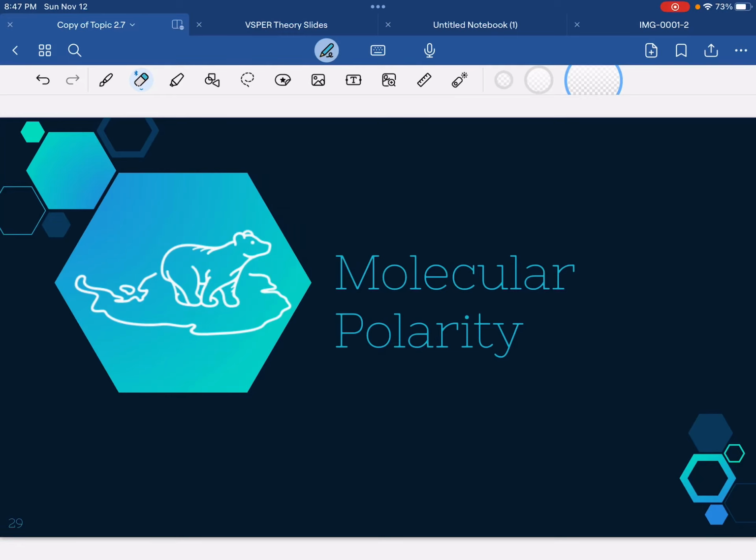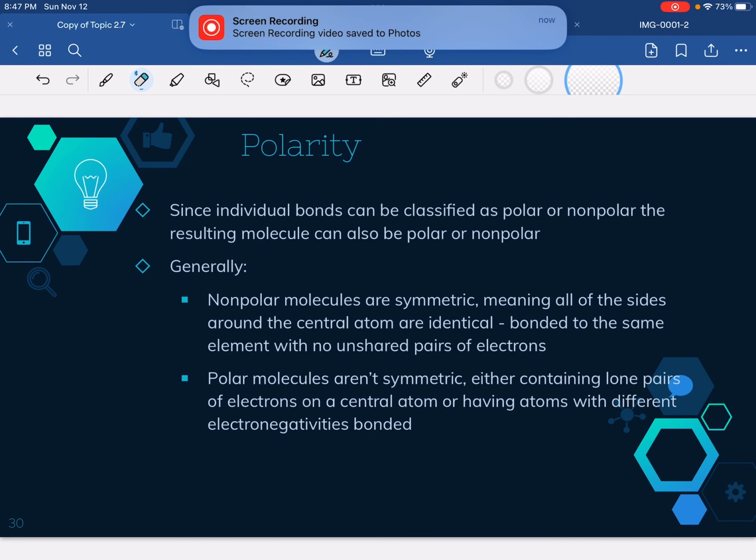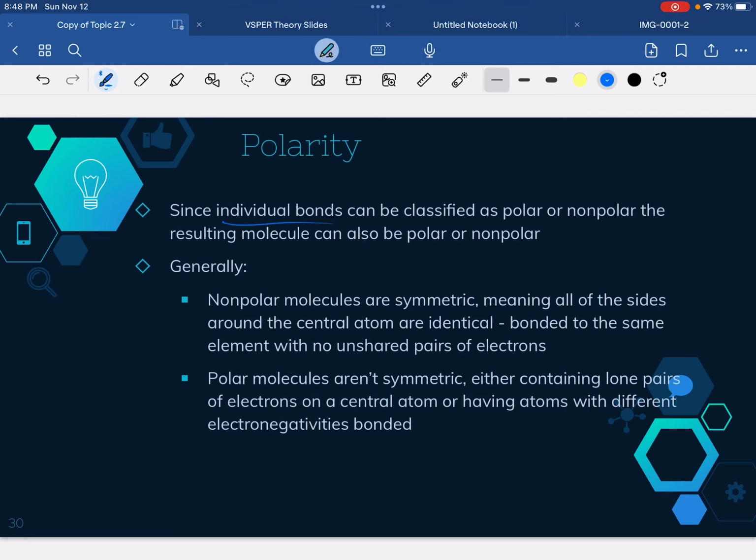All right, today's lecture is going to be about molecular polarity. We've already talked about individual bonds. Individual bonds, remember, can be polar or nonpolar, and that depends on a difference of electronegativity. So we know if they are further apart on the periodic table, then they have a large electronegativity difference, and that makes them polar. One of the atoms can pull the electron density closer to its nucleus, making a polar bond.